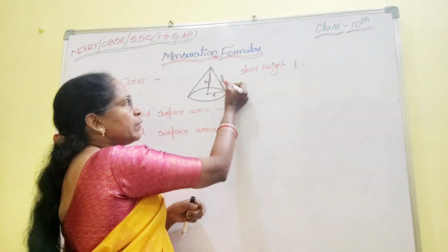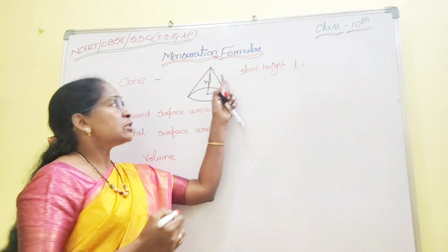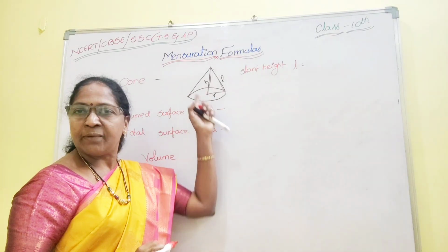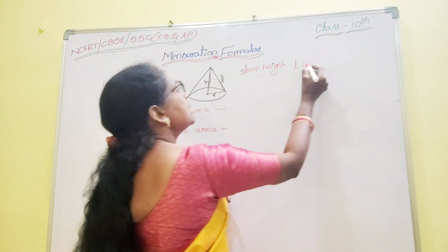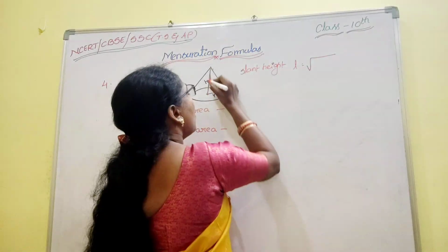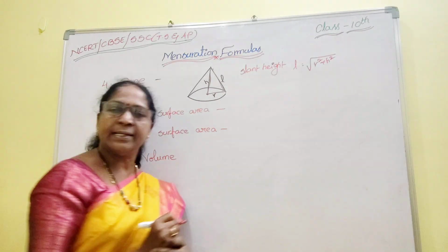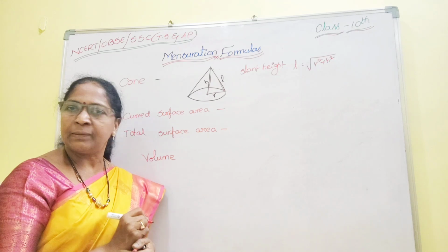The hypotenuse square equals the sum of the squares of the other two sides. So the hypotenuse equals the square root of the sum of the squares of the other two sides. That means L equals the square root of r square plus h square. This is the formula of slant height. This you have to remember.